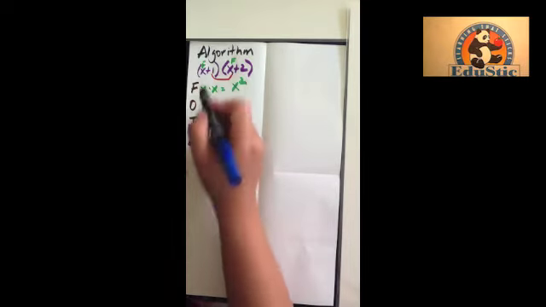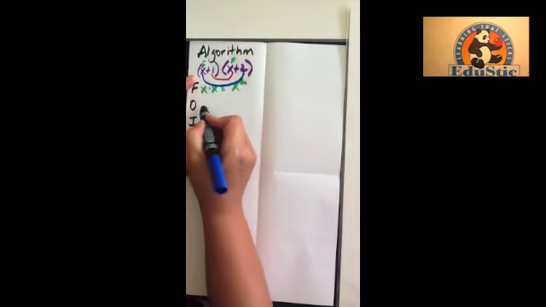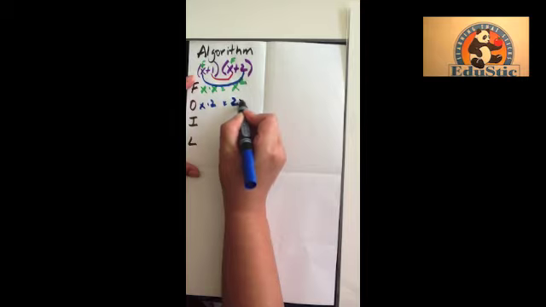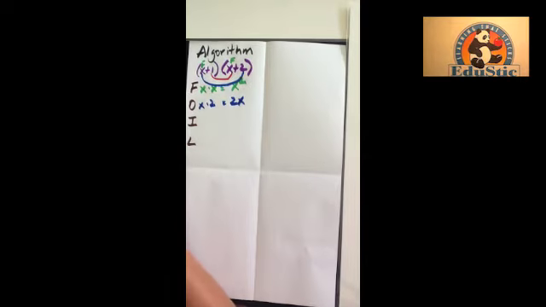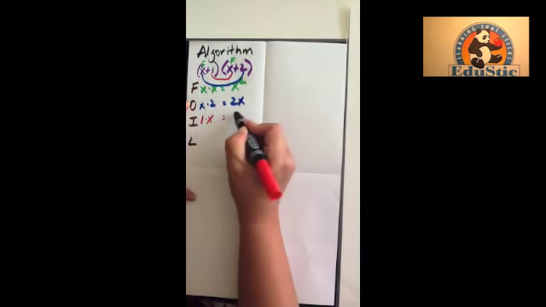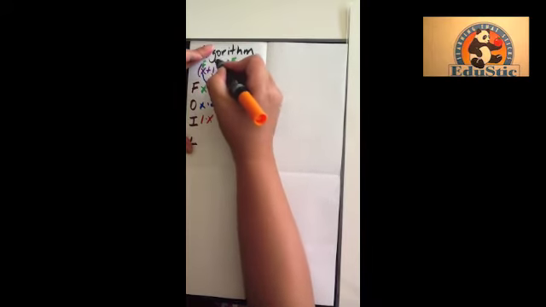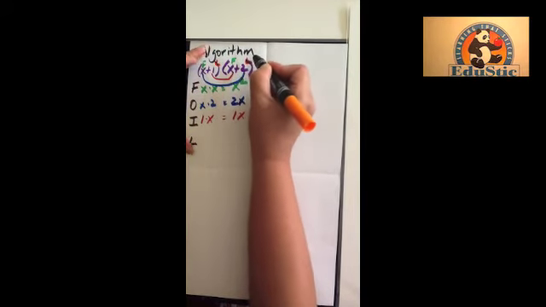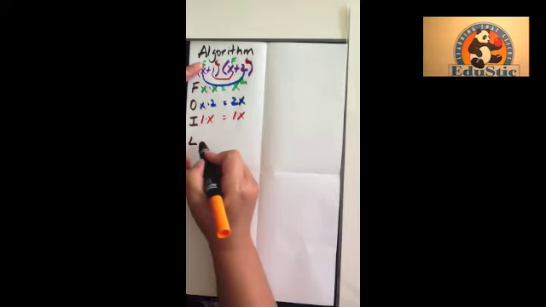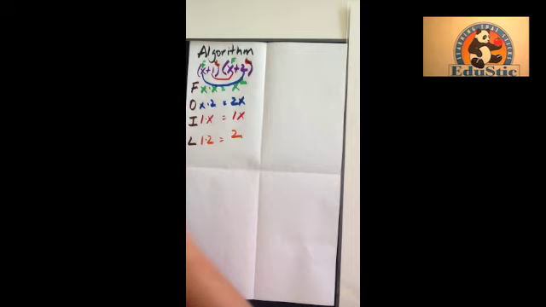Outside, that'll be x times 2, which equals 2x. Then I'm going to go to the inside, which is 1 times x, which is equal to 1x. The last part I'm going to do is the last two numbers of each binomial. That'll give me 1 times 2, and of course my total is 2.